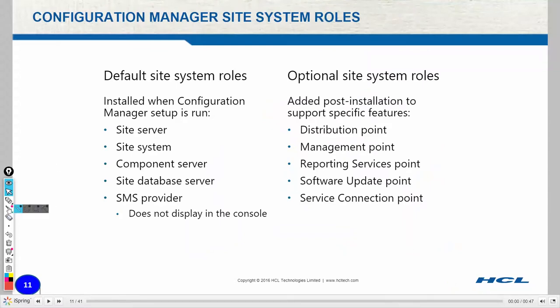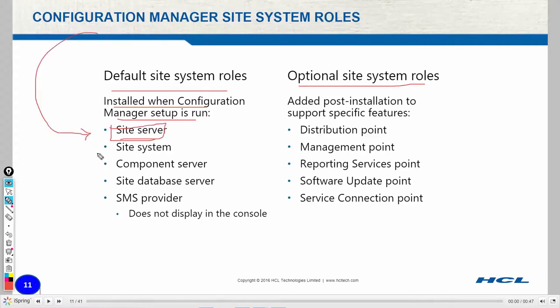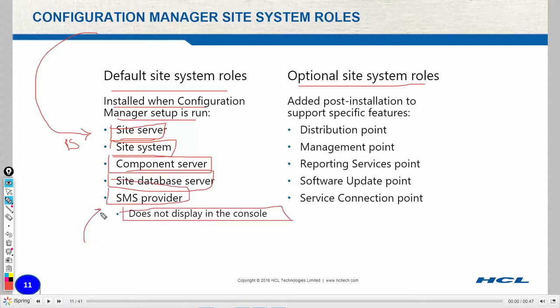Right, so we have some system roles. We have default site system roles and optional site system roles. Default site system roles are installed when Configuration Manager setup is run. We have the site server, which is a server on which you install SCCM. You install your primary site, that will be your site system server. Then we have component server, site database server, and SMS provider. This does not display in the console, but yes, the SMS provider is there.